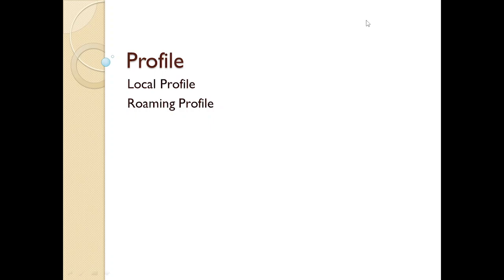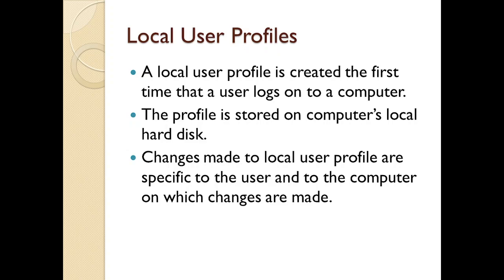There are two types of profiles: local profile and roaming profile. First, we will see what a local profile is. A local profile is created the first time the user logs into the computer. Whenever anybody logs into a computer for the first time, the computer creates a profile for them. We can say that is a local profile.